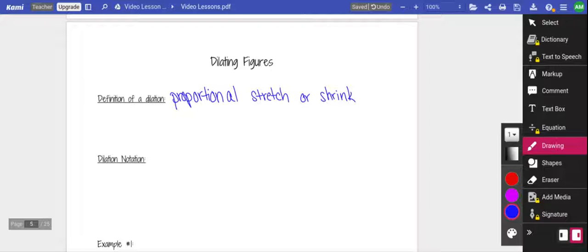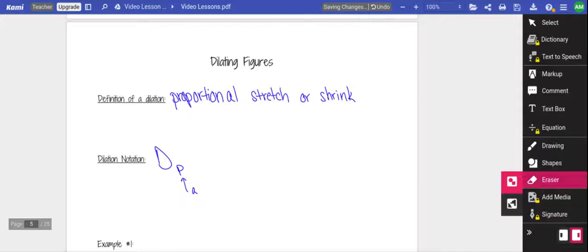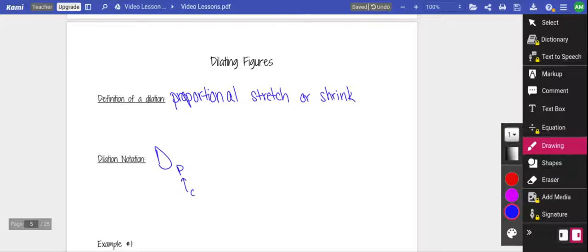Dilation notation in the coordinate plane is a capital D. The subscript is a P. This would be any point. That's my center. So I'm going to write the center point, followed by a comma and then a number. So for example, 2. And that would be whatever the scale factor is.